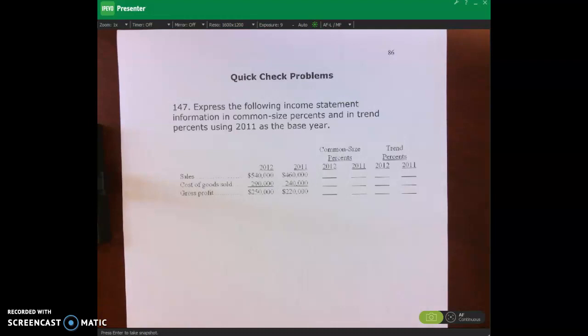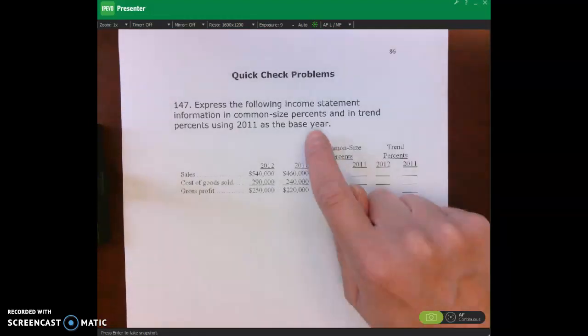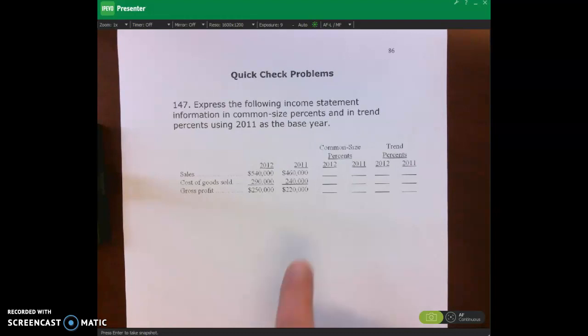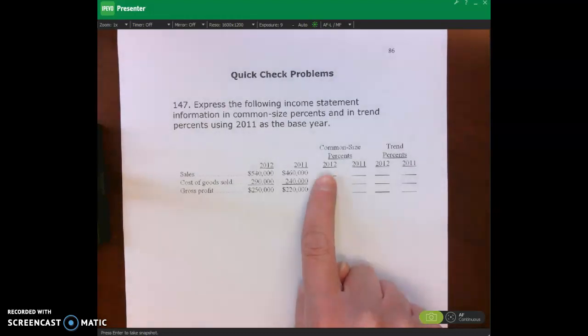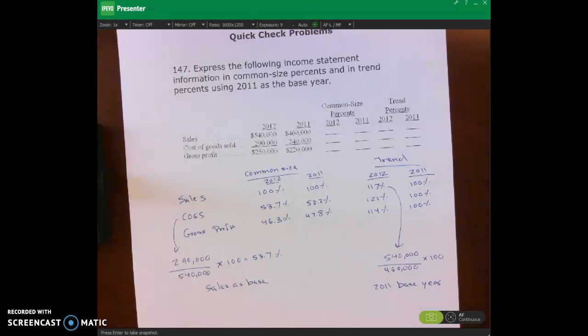Okay, so what I want you to do now is go back in your course pack and find this problem. It should be towards the end of your Chapter 17 notes in your course pack. And I want you to go ahead and pause the lecture video and see if you can calculate common size percents and trend percents like I just reviewed, and then we'll review it together, okay? Okay, so let's see how you did.